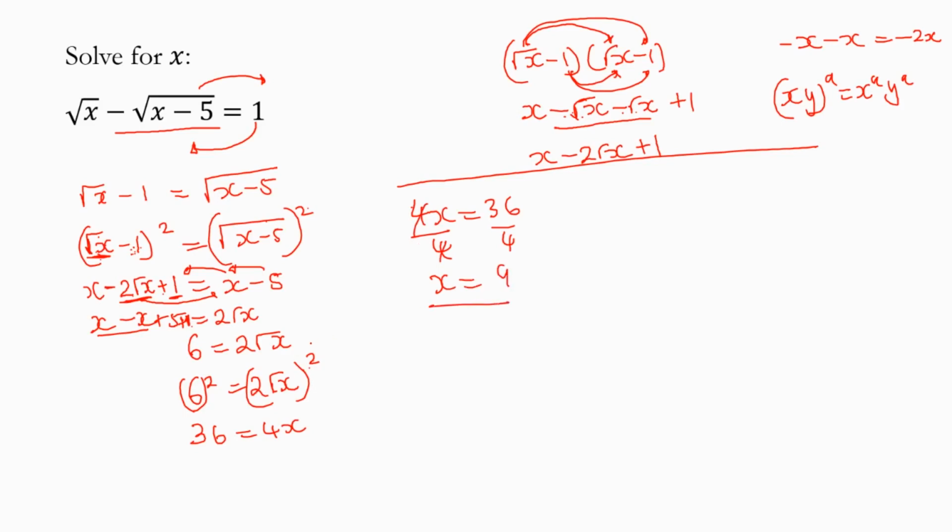Remember, we have to check our answer. So let's see. Let's use this. Where there's x, we put 9. Square root of 9 minus square root of 9 minus 5 is equal to 1. Is it true? Let's see. This is 3 minus square root of 4 here. 9 minus 5 is 4. So the square root of 4 is 2, and 3 minus 2 is equal to 1. So yes, 1 is equal to 1. So that is perfect. Our answer is x is equal to 9.